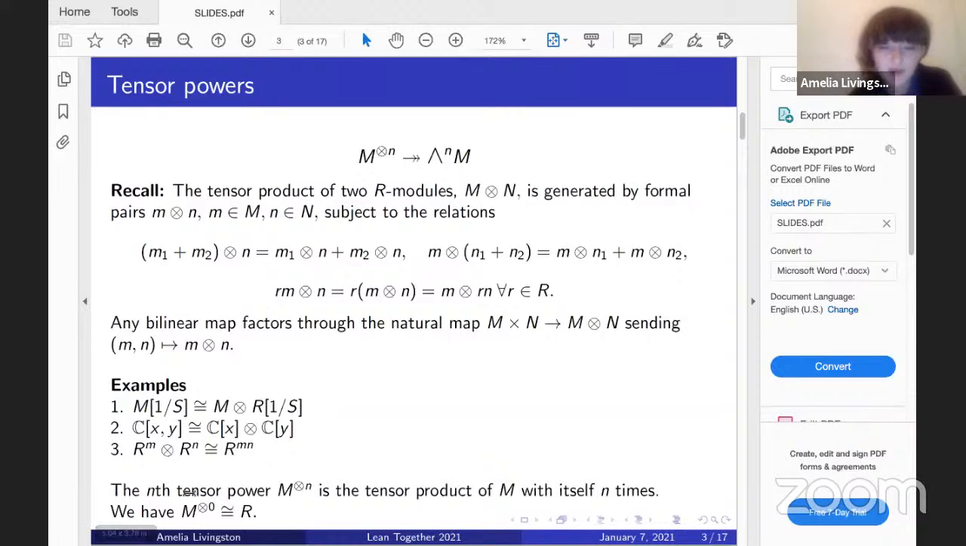So the nth tensor power of a module is just the tensor product of M with itself n times. And the 0th tensor power is just the base ring. And that's not just by convention, that's by the universal property.